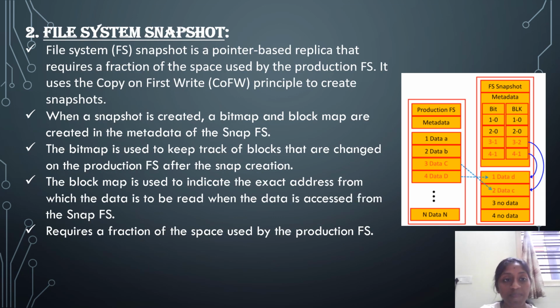File system snapshot. A file system snapshot is a pointer-based replica that requires a fraction of the space used by the production file system. It uses the copy on first write principle to create snapshots. When a snapshot is created, a bitmap and block map are created in the metadata of the snap file system. The bitmap is used to keep track of blocks that are changed on the production file system after the snap creation. The block map is used to indicate the exact address from which the data is to be read when the data is accessed from the snap file system.